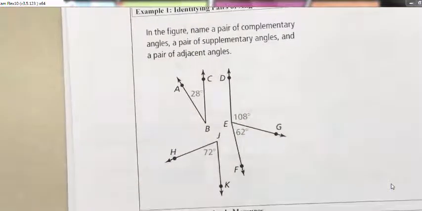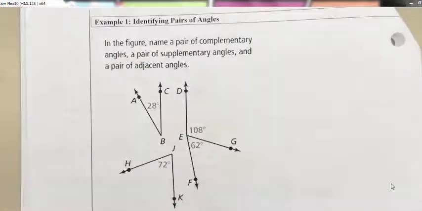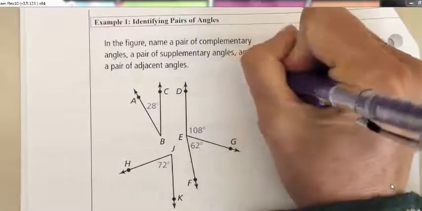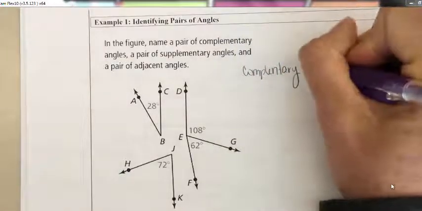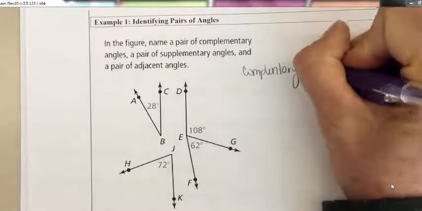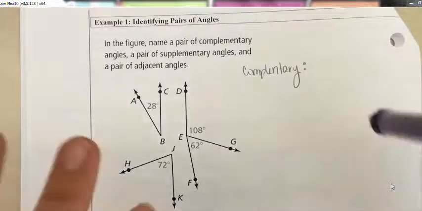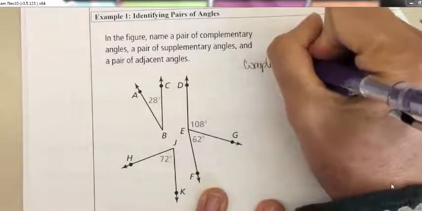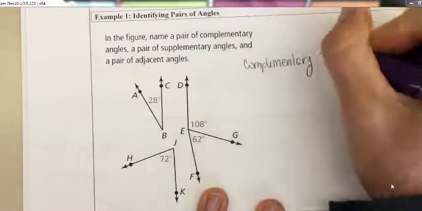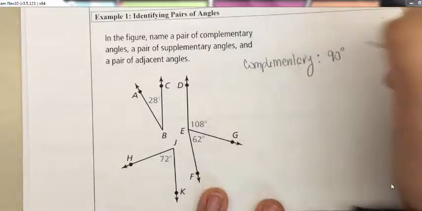All right, moving on to the next page. So in the figure, name a pair of complementary angles, a pair of supplementary angles, and a pair of adjacent angles. So all the vocabulary that we've talked about. So once again, complementary. That means that they are 90 degrees, right? So complementary angles, complementary, I don't think I spelled that right. Let's try that one more time. Complementary. Okay, that basically means the sum is 90 degrees.